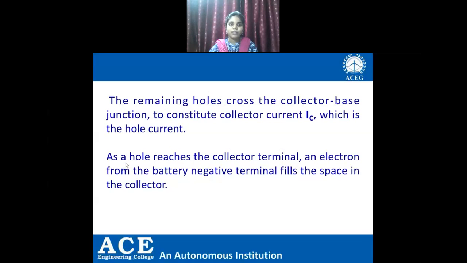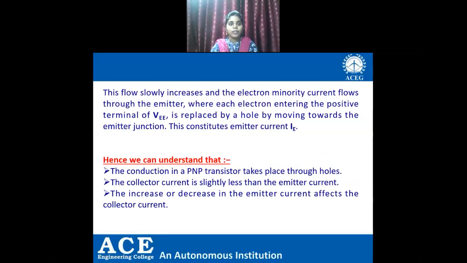As a hole reaches the collector terminal, an electron from the battery negative terminal fills the space in the collector. Yes. Now here we need to see. This flow slowly increases and the electron minority current flows through the emitter, where each electron entering the positive terminal of VEE is replaced by a hole moving towards the emitter junction. This constitutes emitter current IE, right? This is how we can see the current IE.